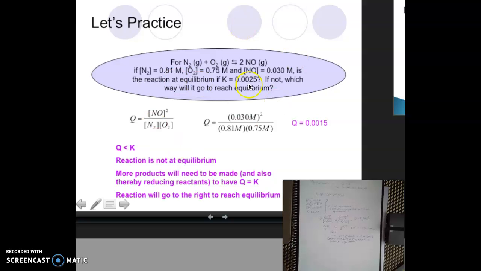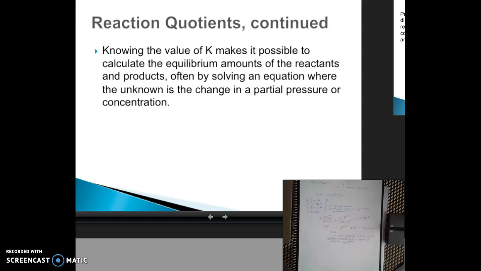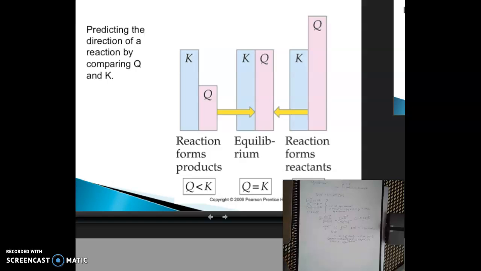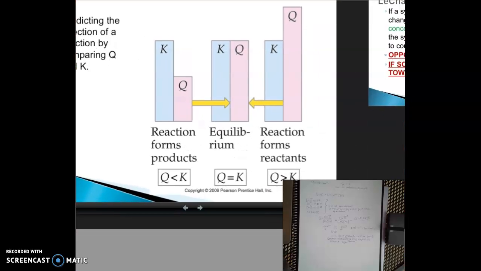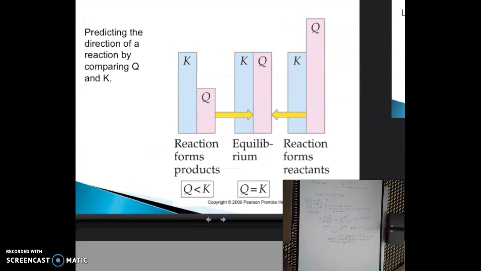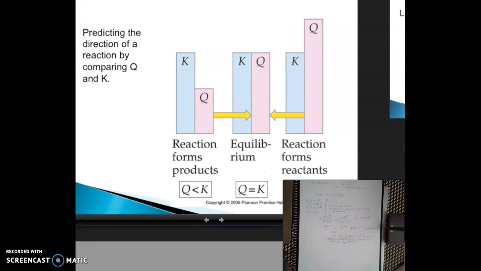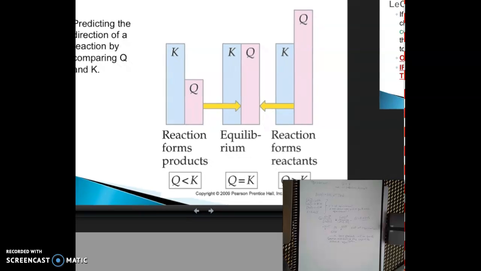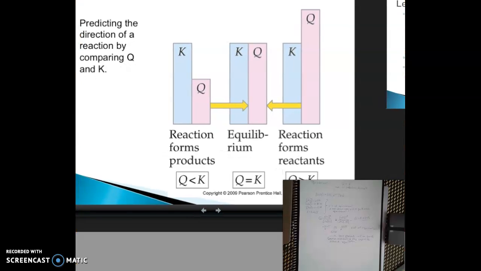Okay, so, yep, here it is on the slide. If we know K, then we can calculate the equilibrium amounts of our reactants and products. We can solve equations like we did yesterday. If you missed that Zoom work time together, then you can take a look at that video. And so, how do I get this? Let's get this out of the way so you can see the whole thing here. I'm not super great at this technology. All right, anyway, I think you can get the idea.